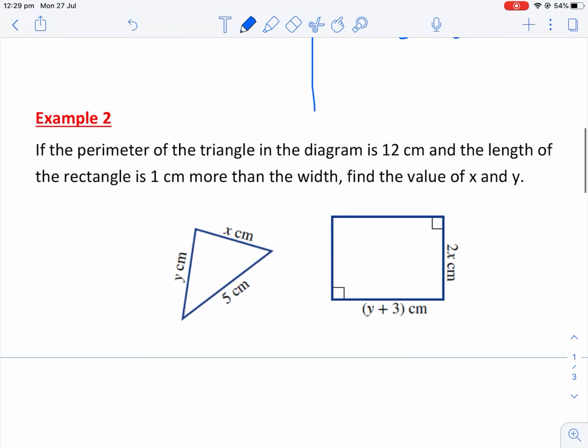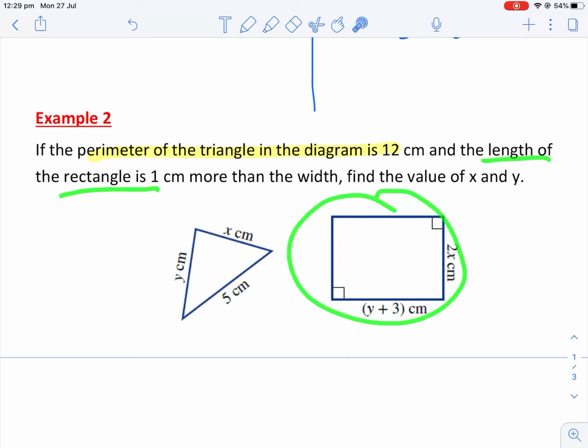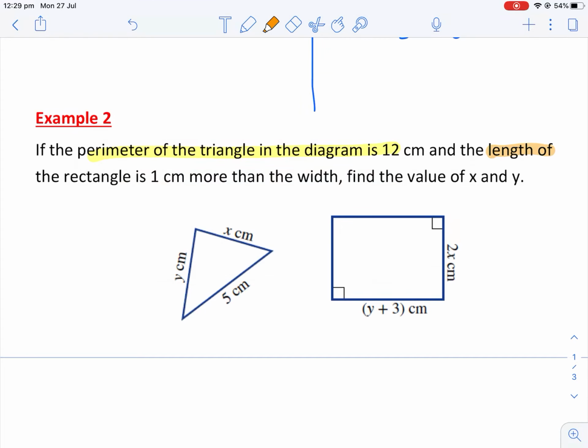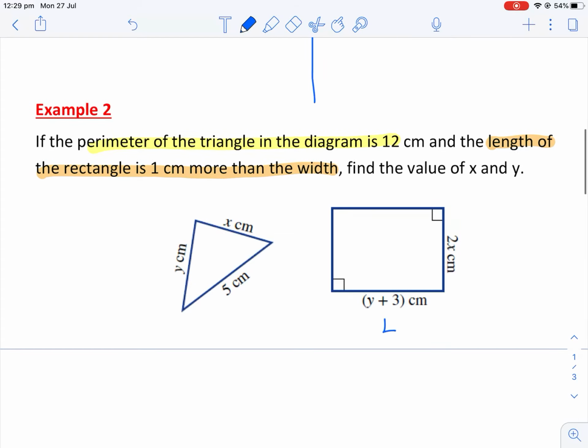Example 2. The perimeter of the triangle in the diagram here is 12. So what do I do? The perimeter of this one is 12. I just highlight it. And the length of the rectangle here is 1 centimeter more than the width. So I'm going to highlight that as well. The length is 1 centimeter more than the width. So this one is the length, this one is the width.